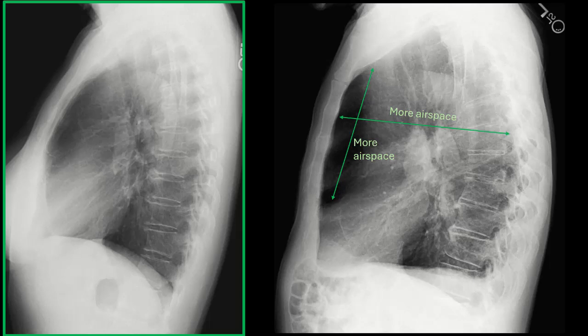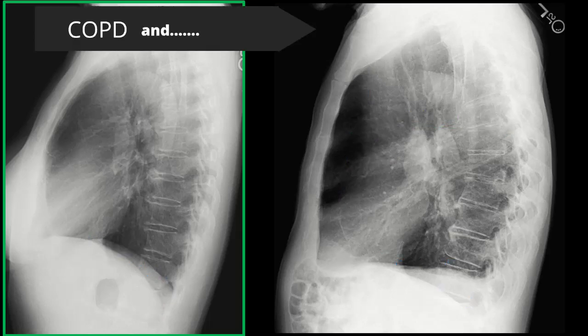The hilar features and vertebral column are clearer due to the increased air within the thorax. Finally, the diaphragms, they're also flattened. So there's more air trapped within the lungs, or hyperinflation, with these flattened diaphragms. This is indicative of chronic obstructive pulmonary disease.